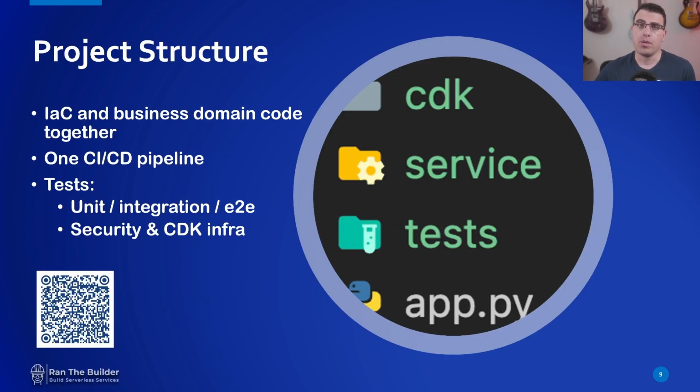Right, let's talk about project structure. Now, I've seen lots of variations across that. The way we do it is we have a folder for our CDK code, our service code, the business domain, and we have a folder for tests. So for testing, you have unit tests, integration tests, and end-to-end. And if you want to check out how I do that and the reasoning behind it, you can check out the QR code from my blog post about it. And for security and CDK tests, we're going to check it out in a few moments later on in this slide.